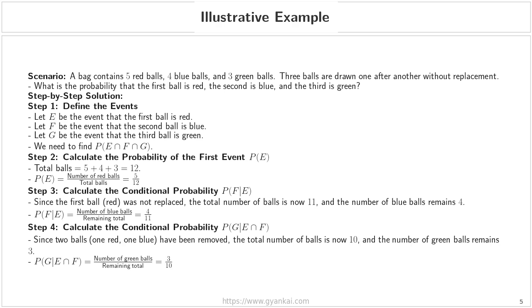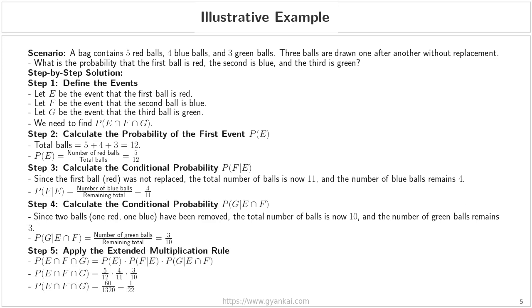In step 4, we find the conditional probability of G given the intersection of E and F. At this stage, we have already removed 2 balls, 1 red and 1 blue. This means our new total is 10 balls. The number of green balls remains at 3. So, the probability of G given E intersection F is 3 over 10.